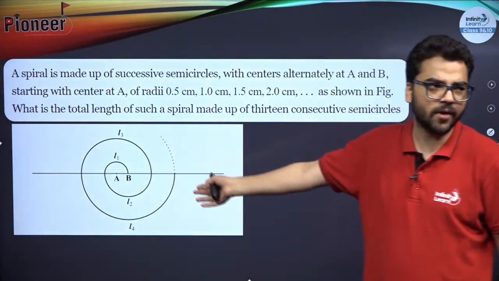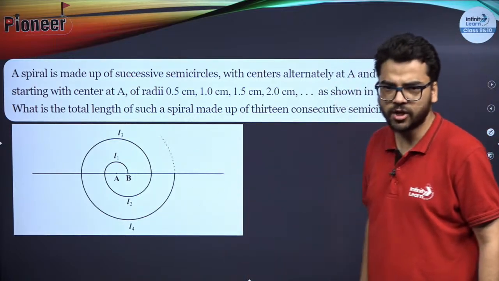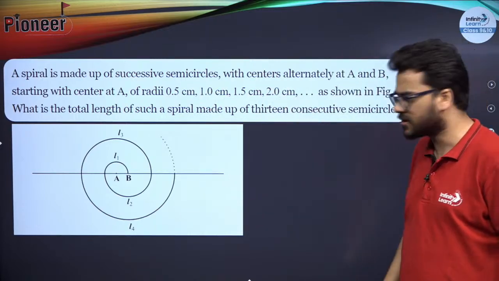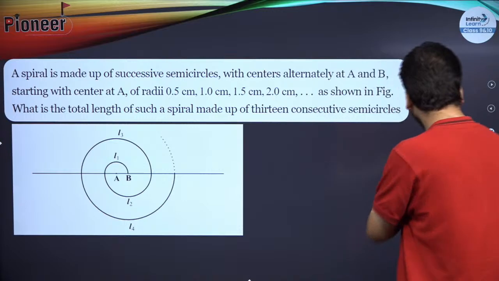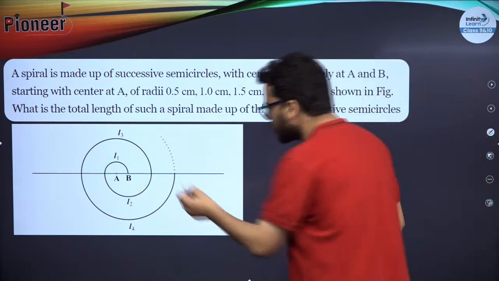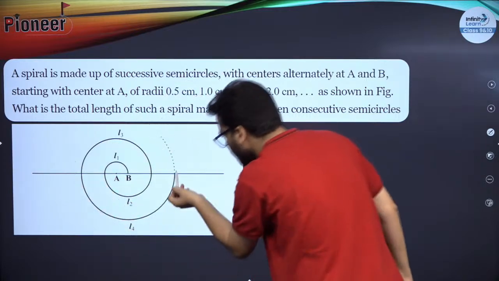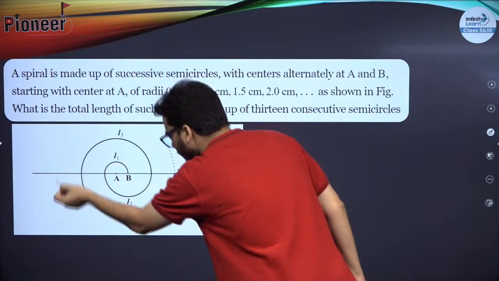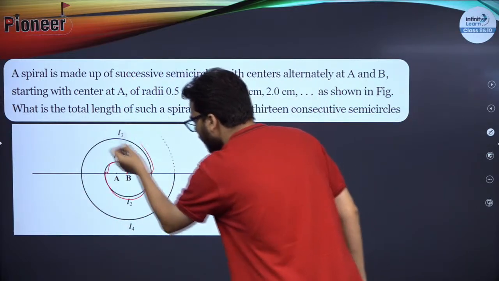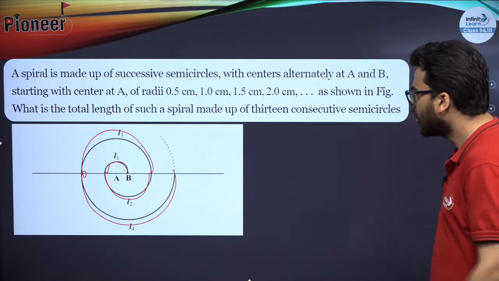Now this is a very simple question. This is there in NCERT, a very famous question. Spiral question it is, right? A spiral is made up of successive semicircles. So basically you've got a spiral over here and it is made up of successive semicircles. One semicircle over here, then another semicircle, then another, and so on. So it is keeping on going, right?